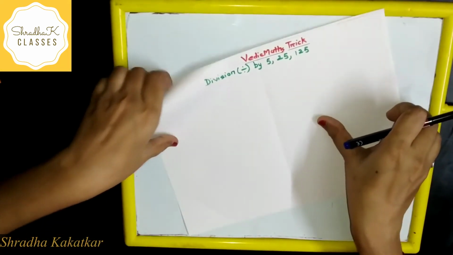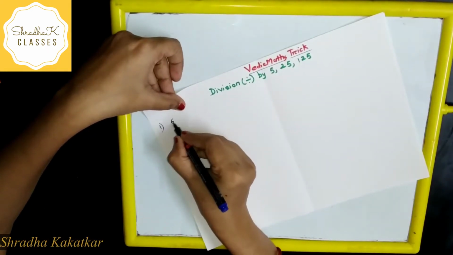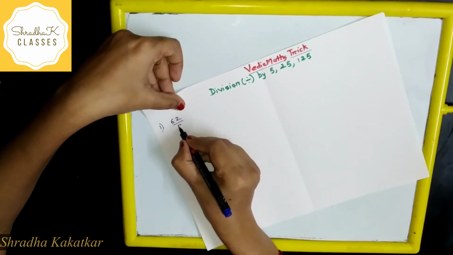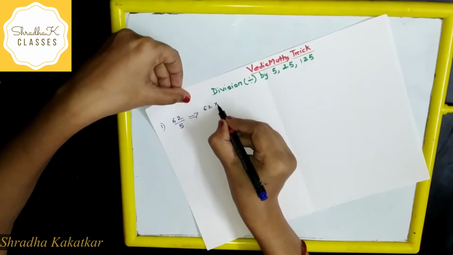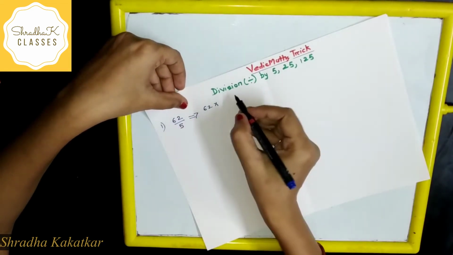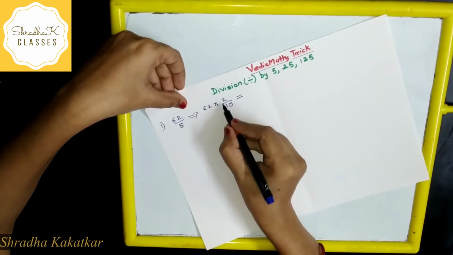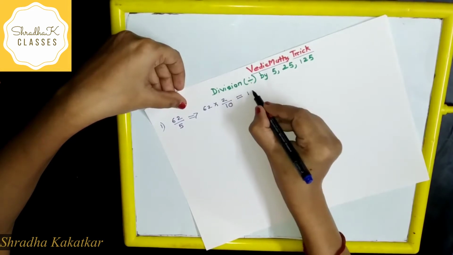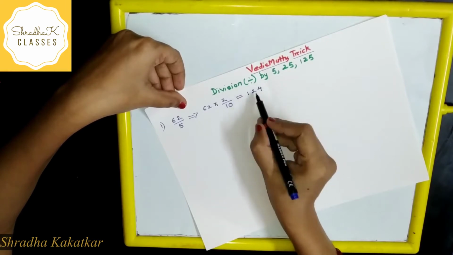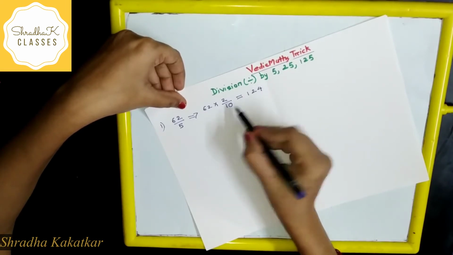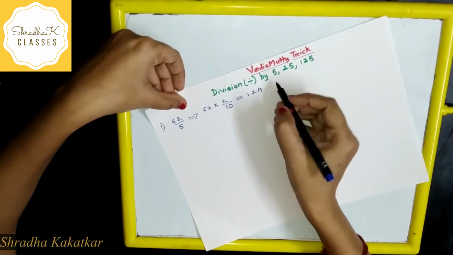Let's take the first number, 62 divided by 5. So what you have to do is write this 62. This 5 can be represented as 2 by 10. Now 62 into 2 is 124. Now you have to give a decimal point. Here there is 10, so after 4 give one decimal point. So this is the answer.